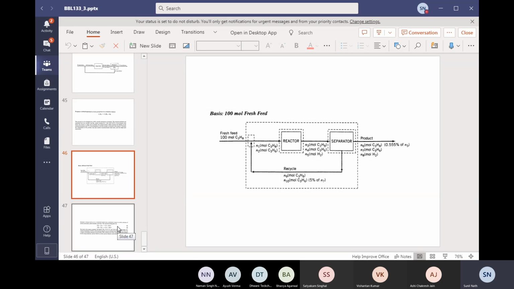Then now you can even find the single pass conversion. So single pass would be 100 plus N9, which is 100 plus 895, that is 995, minus 900. So it is 95 by 995, that is 95 by 100 plus 895. So that is about 9.5%. Now you know all the streams, so you can calculate everything.